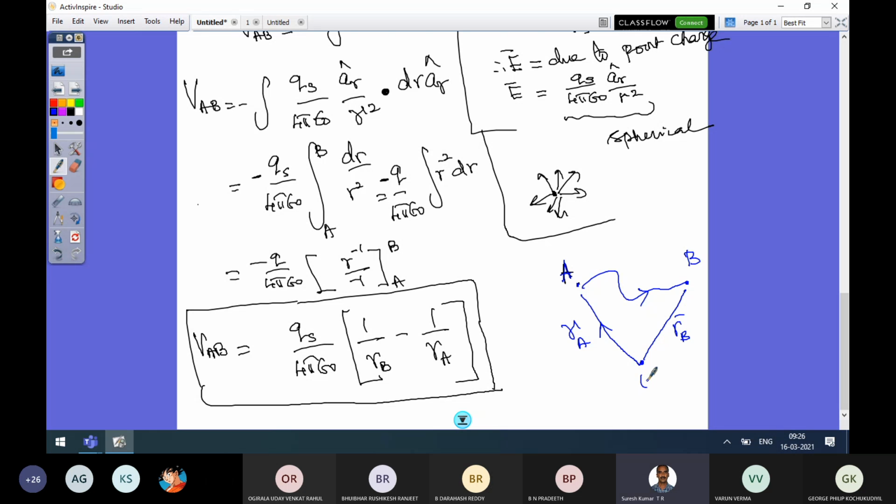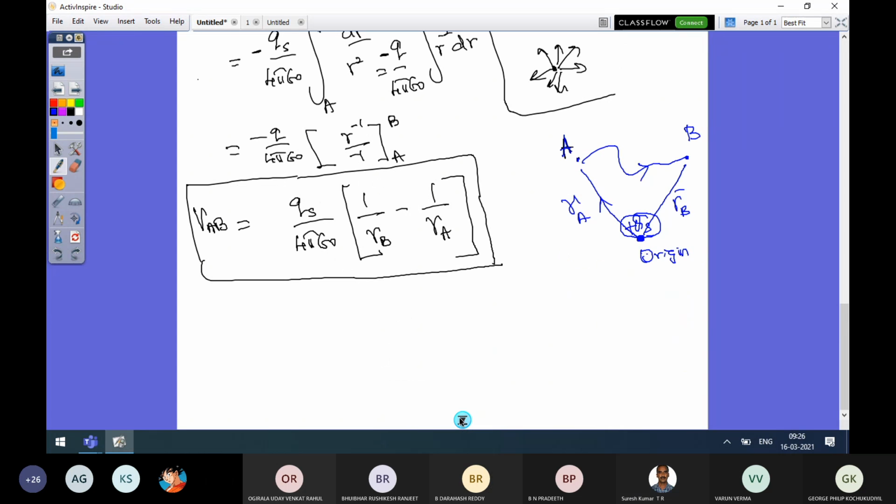So this is the origin. Now the question is, where is the source? Source we assume it is at the origin. QS is at the origin. Okay, it can be anywhere, but in this case, we assume the source is at the origin. So we will get a simplified equation. Is it clear? You can see it clearly here.